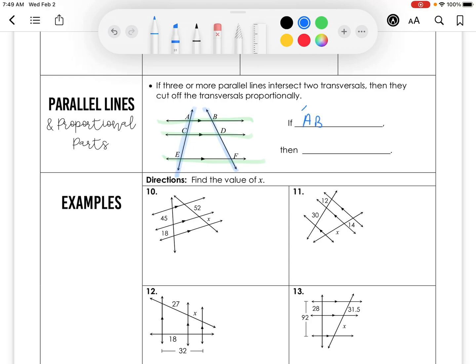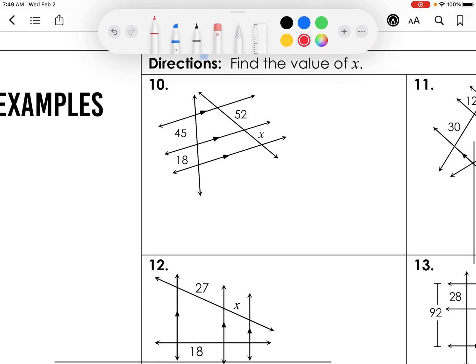If we have line AB parallel to line CD parallel to line EF, then the sections will be proportional. So section AC over CE will be proportional to BD over DF.